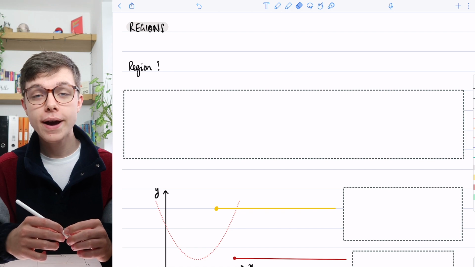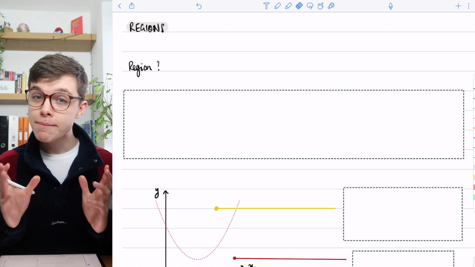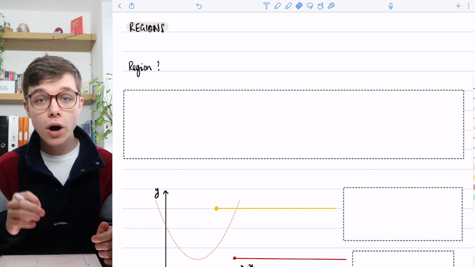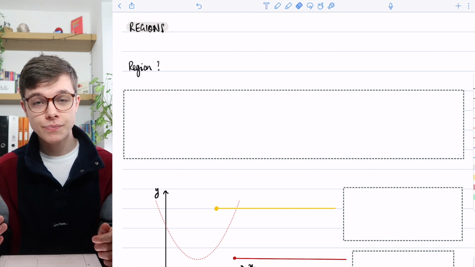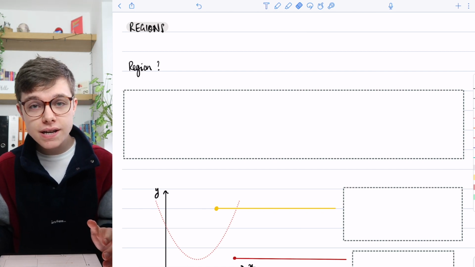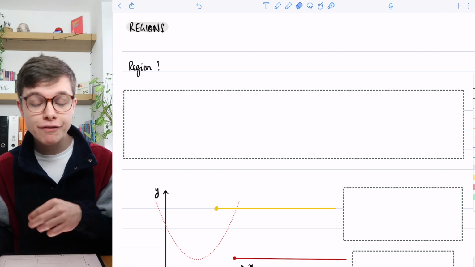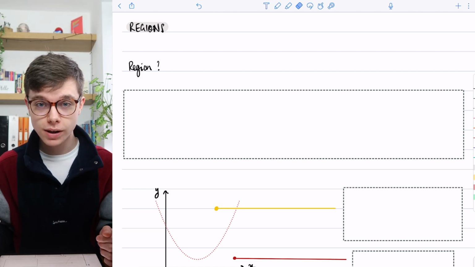In this video, we're going to be having a look at regions. Before we get into any maths in this video, we need to know what a region actually is. Now, in the previous videos, we've been having a look at solving inequalities. And in the last video, we had a look at how to use a graph to help us solve inequalities.